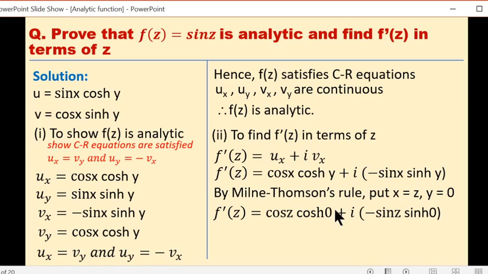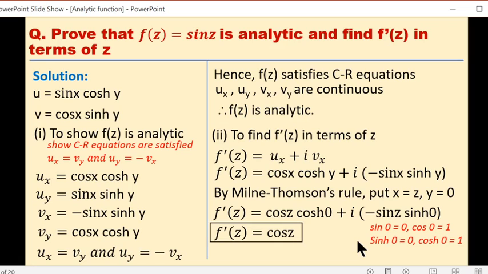Now cos hyperbolic 0 is 1, and sin hyperbolic 0 is 0. Okay, like sine and cosine functions, sin hyperbolic and cos hyperbolic are also defined. We substitute these values, so we get f dash z equal to cos z into 1, that is cos z, and sin hyperbolic 0 is 0, so this entire thing becomes 0. So this is f dash of z. Did we understand this problem?